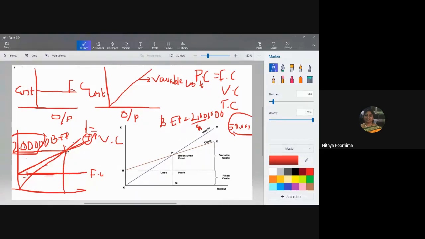That means this is the point at which I have made neither profit nor loss. Whatever I have invested, so much has gone out. So much has been involved in the production. Now if it is less than 50,000, whatever I try to manufacture, that means I'm going to get a loss. If it is greater than 50,000, that means I'm going to get profit.